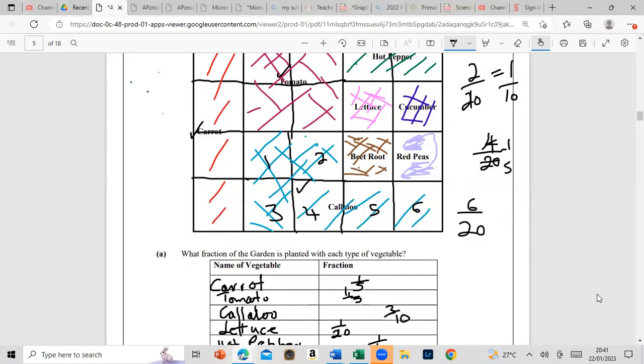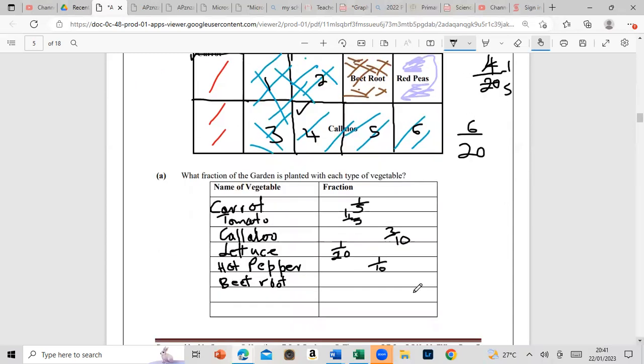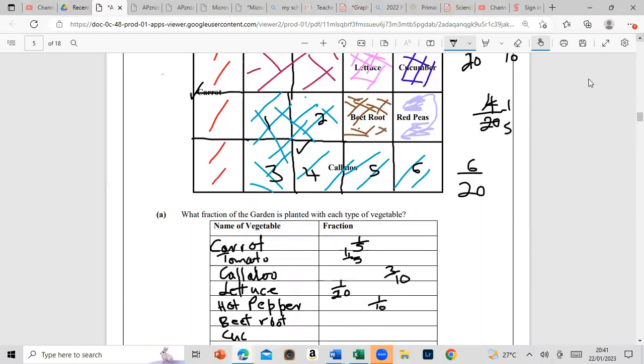Alright, so we have the cucumber. And then we have the red peas. So we have cucumber. Was it the cucumber up there? Let us say for one. Come on, the cucumber is one. But all the time, guys, when you're doing it, just double check. Alright? So that will be 1 over 20.